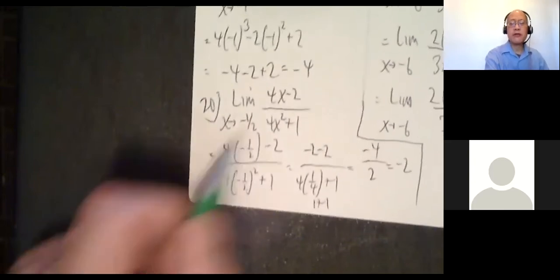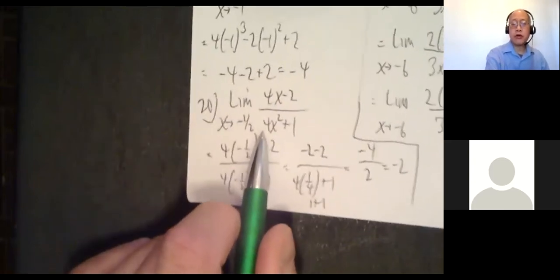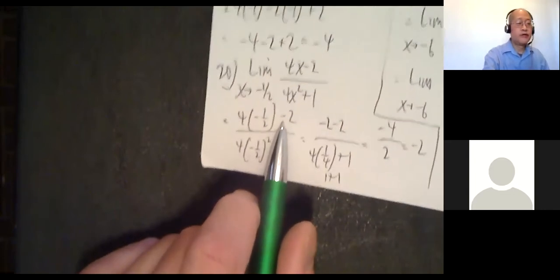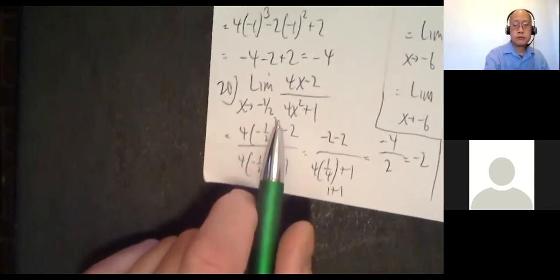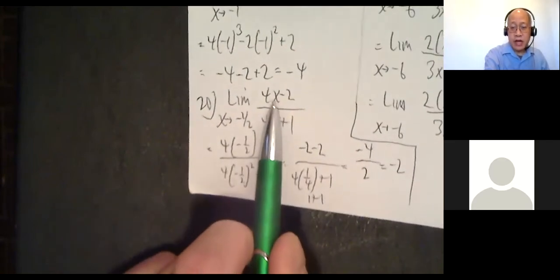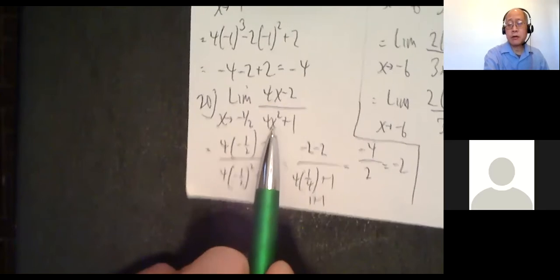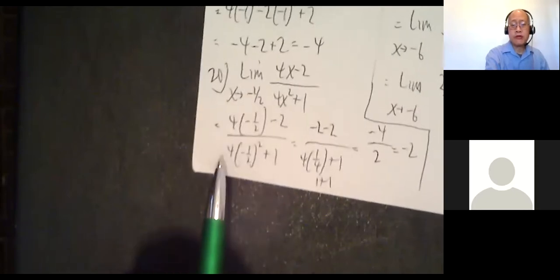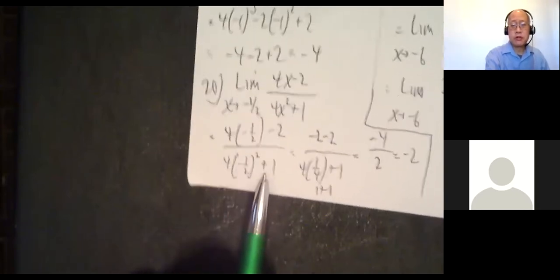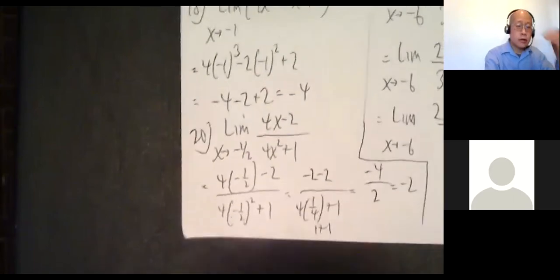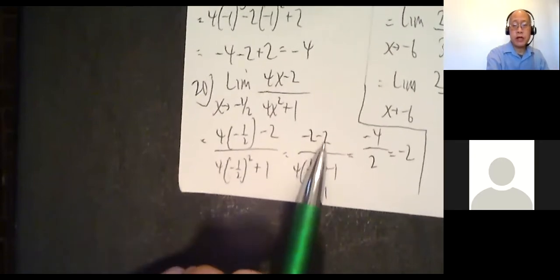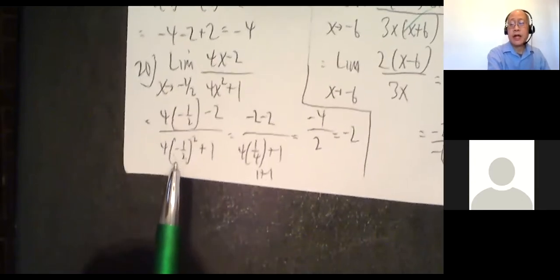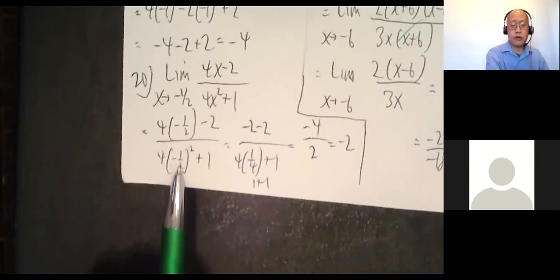Limit as x approaches -1/2 of 4x minus 2 over 4x squared plus 1. Okay, so if you can plug in, do so. So I just plugged it in. Put -1/2 right there, -1/2 right there. 4 times -1/2 minus 2 divided by 4 times -1/2 squared plus 1. Clean it up. So 4 times -1/2 is -2. -2 minus 2. What is -1/2 squared? -1/2 times -1/2 is positive 1/4.